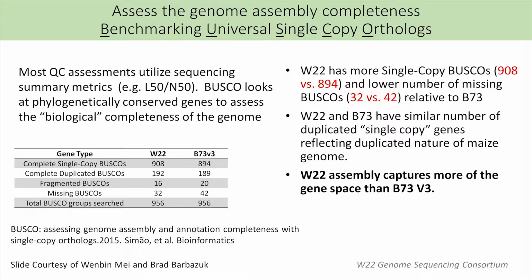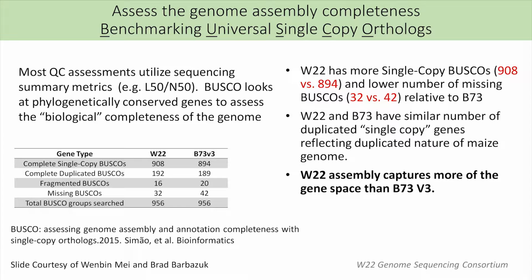So the idea is that if the quality of your assembly looks good, then you should have a high number of these BUSCOs in your genome. And so the W22 we compared to version 3 of B73. So when we looked at the single copy BUSCOs, there were 908 in W22 compared to 894, so very comparable quality of complete BUSCOs.